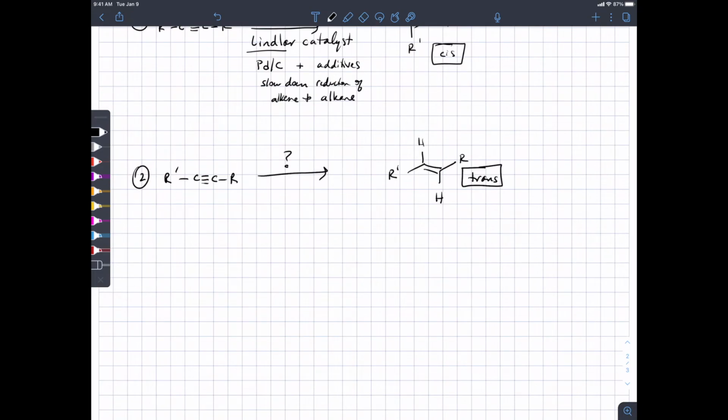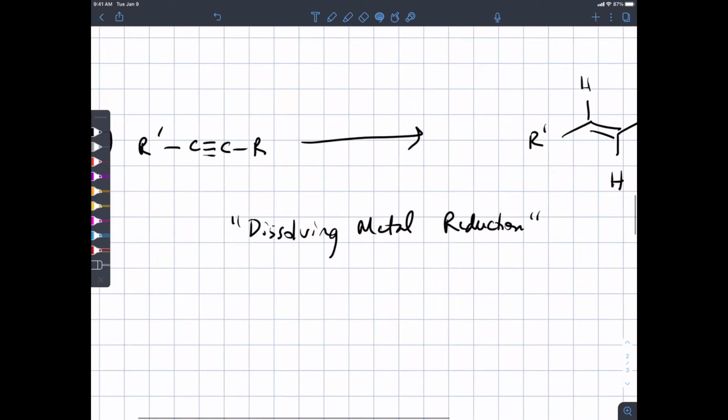So what are the conditions here? This is called the dissolving metal reduction. It sounds somewhat fanciful. The dissolving metal reduction of an alkyne. What is the metal? The metal is sodium. And to avoid confusion with Na+, I'm just going to put a 0 here. This tells you that this is sodium metal. All right? So that is the metal that gets dissolved. What does it get dissolved in? This is sort of bizarre.